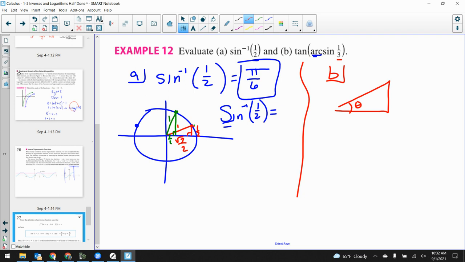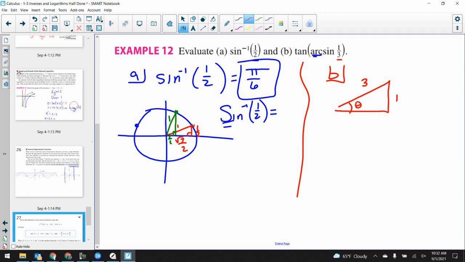So the sine of the angle is equal to 1/3. Well, sine is opposite over hypotenuse. Opposite over hypotenuse. You see that there? I can create my right triangle by finding arcsine of 1/3.